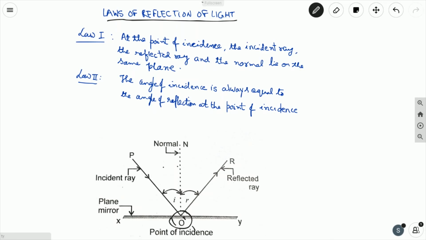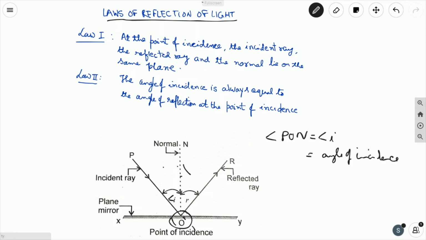Law number 2. Here, the angle of incidence is the angle i. We can show you the angle i. The angle of incidence is here, angle PON is equal to angle i. This is the angle of incidence.